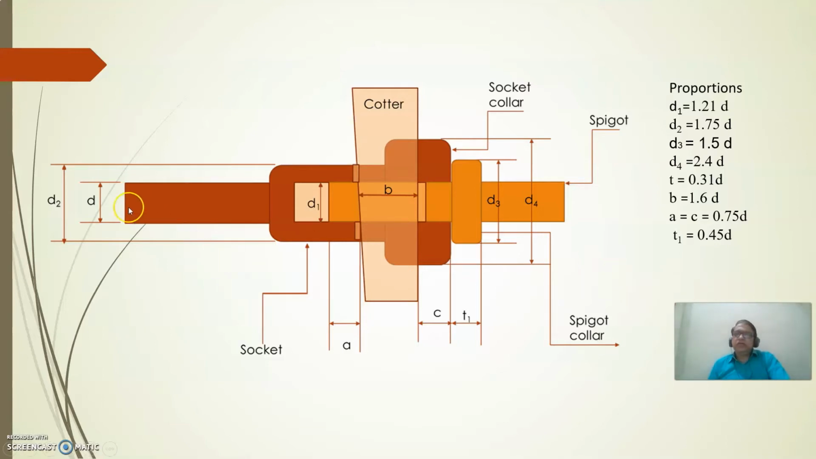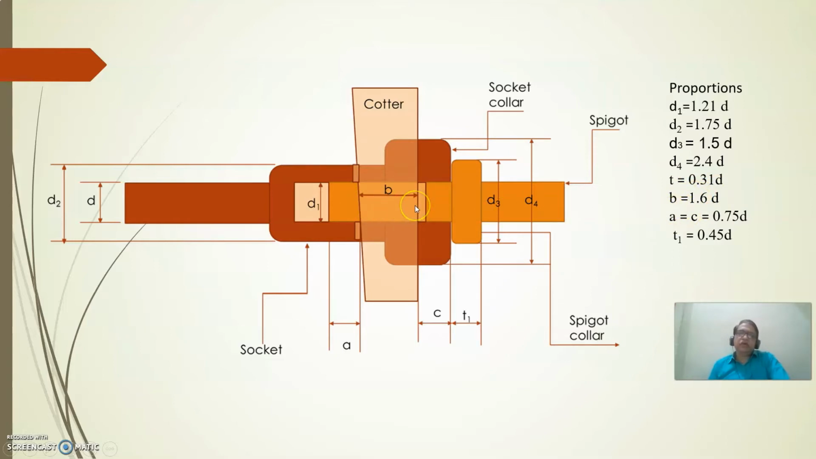Here this is the diameter d. We have to find it, and once you find the diameter of the rod end, d1 is equal to 1.21 times d. d2 is the outside diameter of the socket, 1.75 times d. d3 is the collar diameter. d4 is 2.4 d, the outer diameter of the socket collar. And the thickness of the quarter is 0.31 into d.